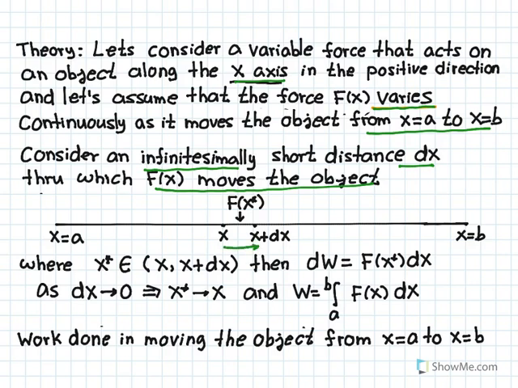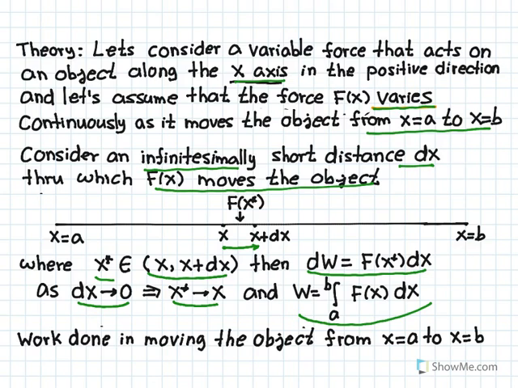In this short distance, clearly the force is approximately constant. So the work done in moving the object from the position x to x plus dx is simply the product of f of x star times dx, where x star is somewhere between x and x plus dx. Now, as this partition width dx approaches 0, x star approaches x, and the work simply becomes the integral from a to b of f of x dx.